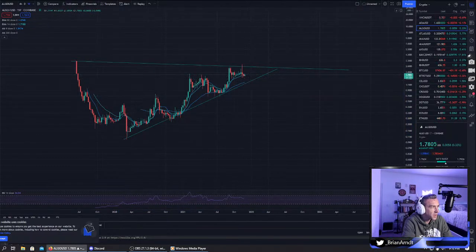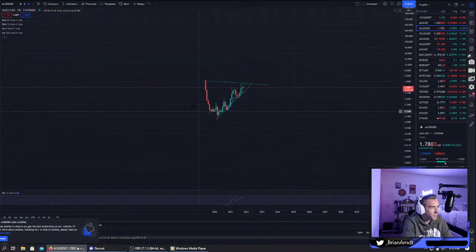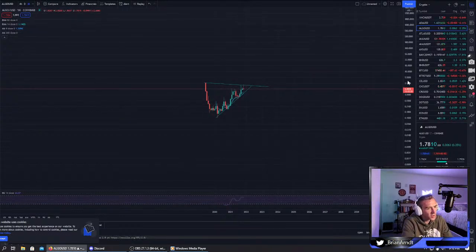This is good looking to me. It's obviously struggling to get out a little bit, but there's plenty of room left on the RSI. So as long as it has good bull run activity, I think it'll be okay.